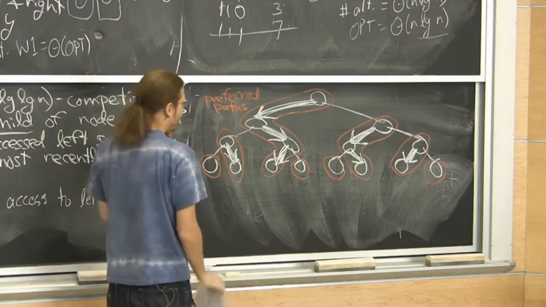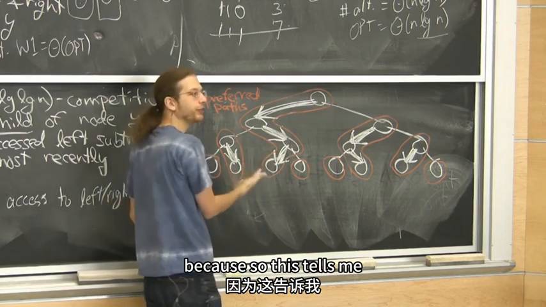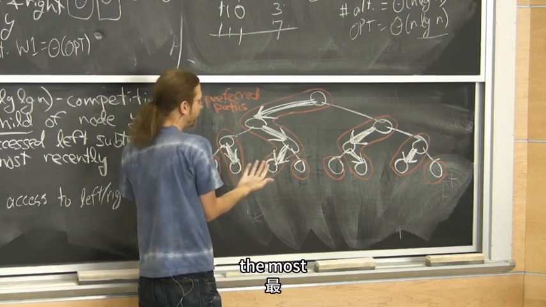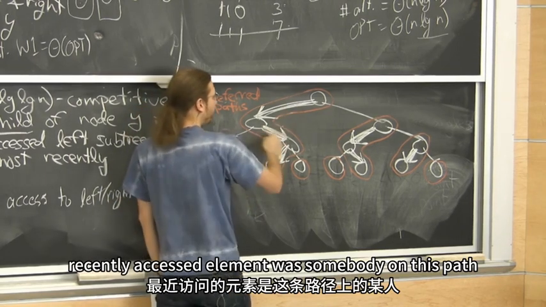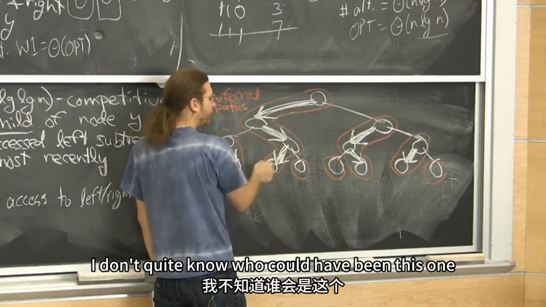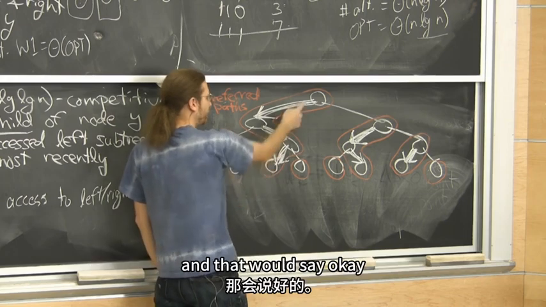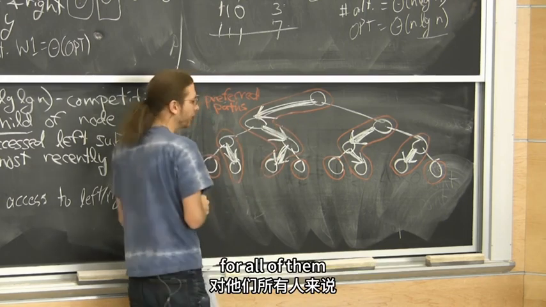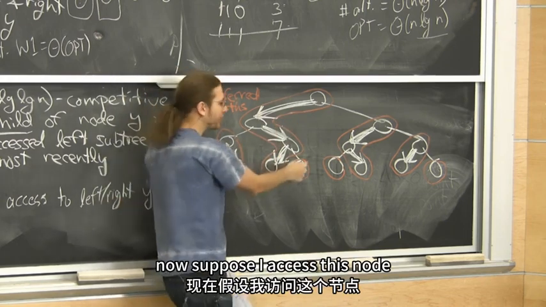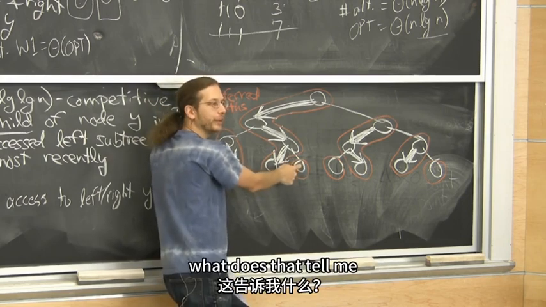Why do I care? Because this tells me the most recently accessed element was somebody on this path. I don't quite know who. Could have been this one. And that would say, okay, this is the most recent direction we went for all of them. Let's say it's that one. Now suppose I access this node.